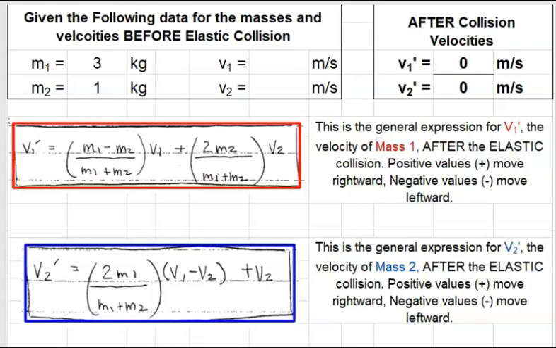Let's try a 3-to-1 mass ratio, and this time we'll make the v1 equal to 5 meters per second and the v2 will be equal to negative 5 meters per second. And you could see here that v1 prime is 0 and v2 prime equals 10 meters per second. So after the collision, mass 1 stops and mass 2 acquires a speed of 10 meters per second. Let's run that in the simulation.